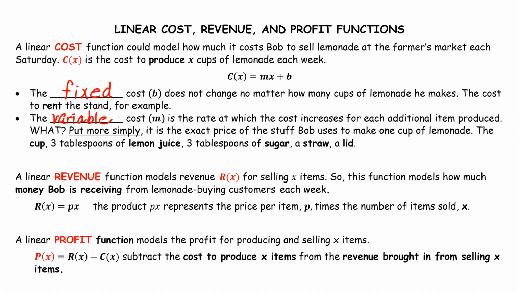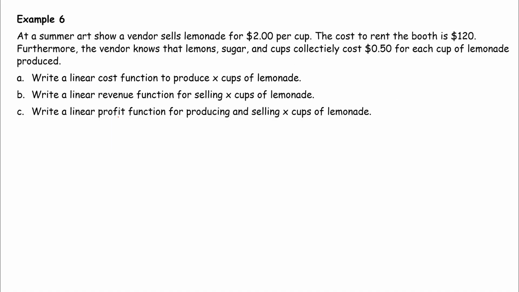So that's when you find out how much money he really made, his profit. So profit is equal to revenue minus cost. Okay, so at a summer art show, a vendor sells lemonade for $2 per cup. The cost to rent the booth is $120. Furthermore, the vendor knows that lemons, sugar, and cups collectively cost 50 cents for each cup of lemonade produced.